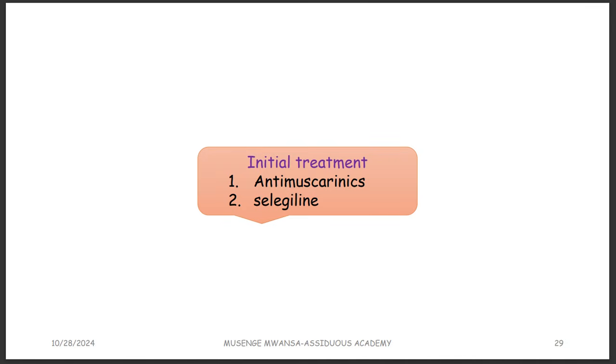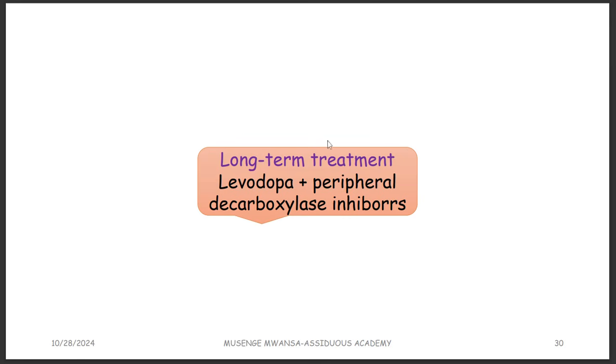So according to Dr. Mwenda, for the initial treatment of Parkinson's disease, you want to give antimuscarinic drugs and also selegiline, which is a MAO-B inhibitor. And then for long-term treatment, you give levodopa and the peripheral decarboxylase inhibitor, which is carbidopa.